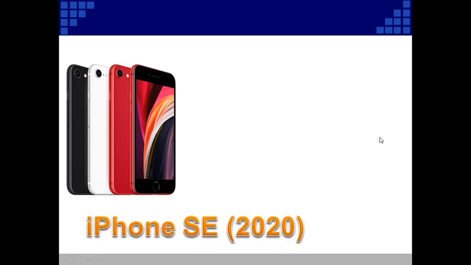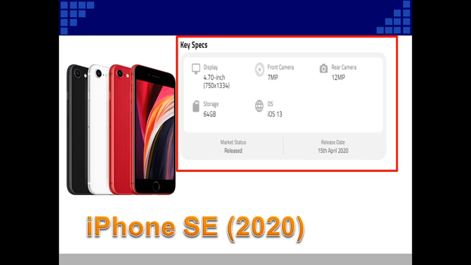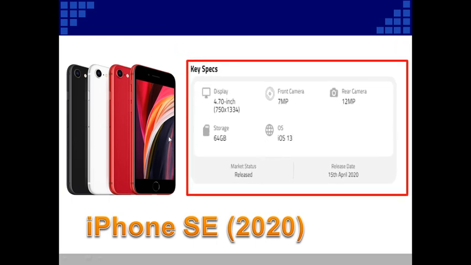And this model is iPhone SE 2020, which was launched in April 2020. Before we buy any smartphone, first we check the features of that smartphone, and after that we buy. So look here. These are the basic features of this iPhone: it has internal storage of 64 GB, front camera is 7 megapixel, rear camera is 12 megapixel, and OS is iOS 13.